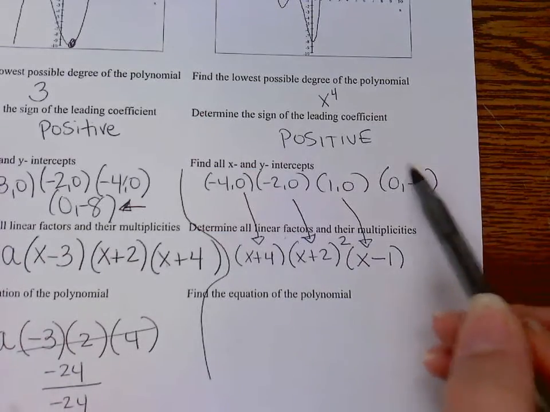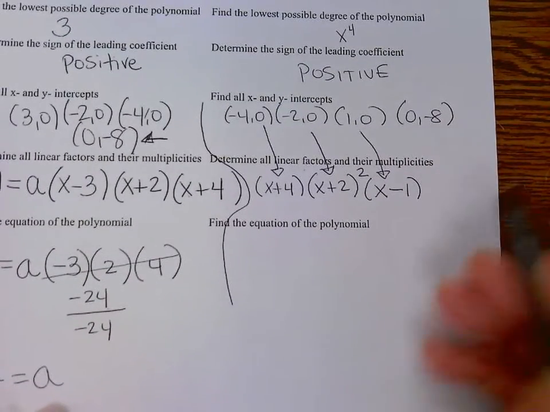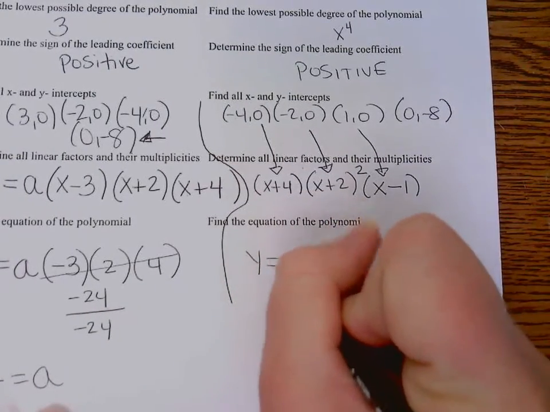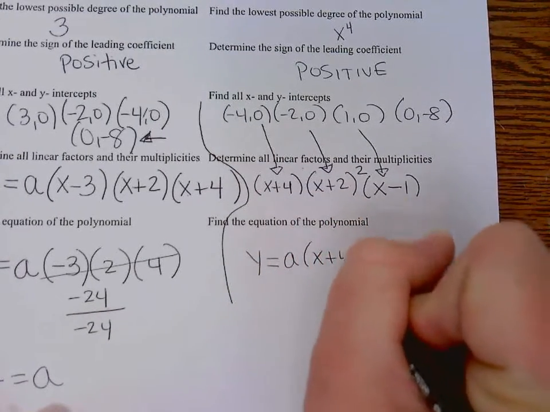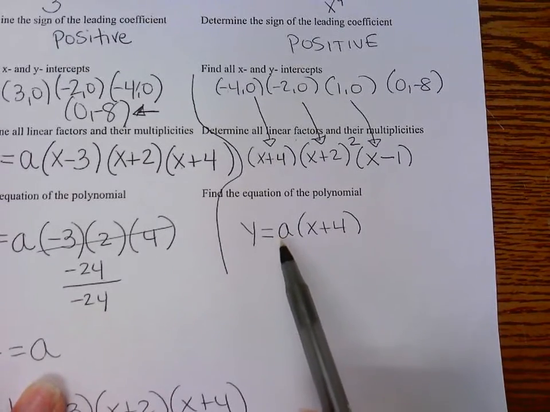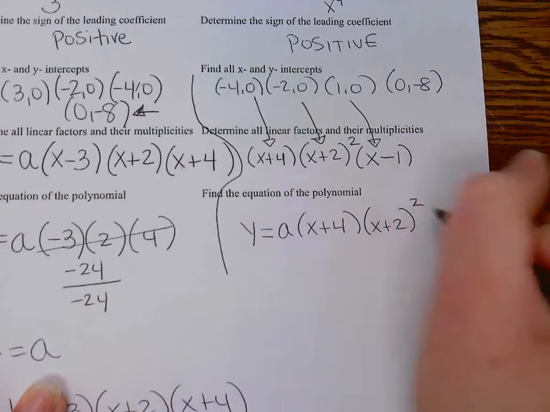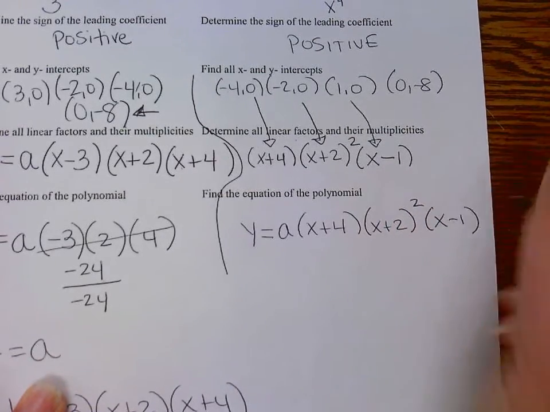I don't write a factor for my y-intercept. I'm actually going to use the y-intercept to help me solve for the stretch factor of this polynomial. So it'll be y equals a, the stretch factor, times x plus 4 times x plus 2 squared times x minus 1.